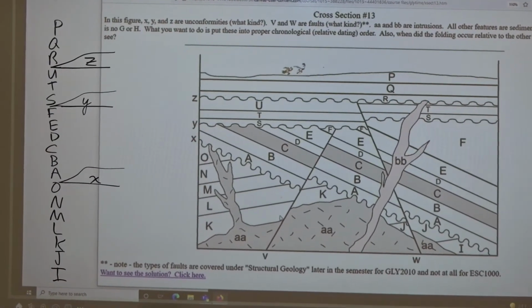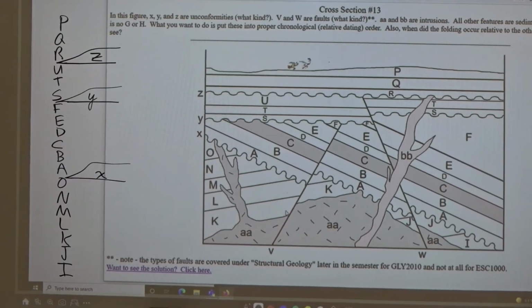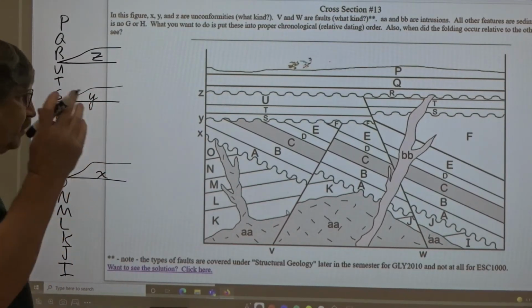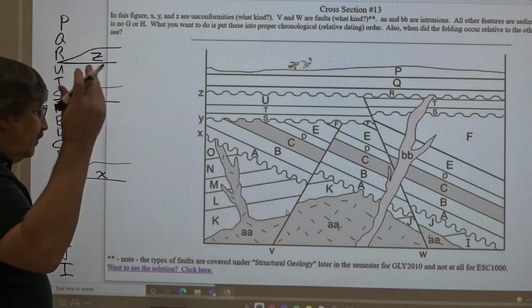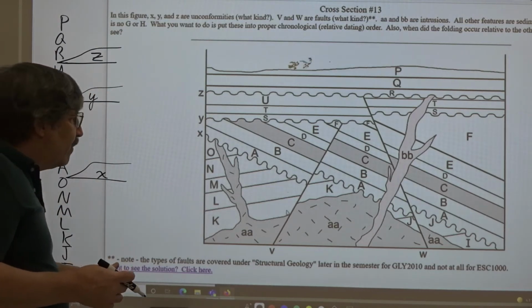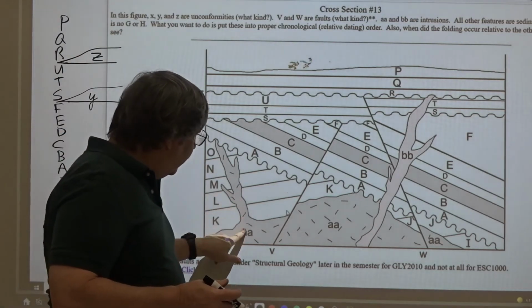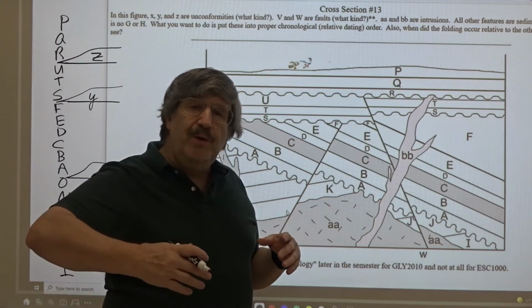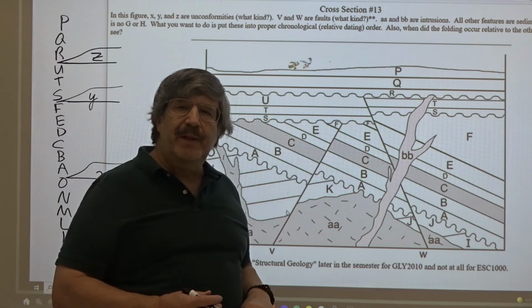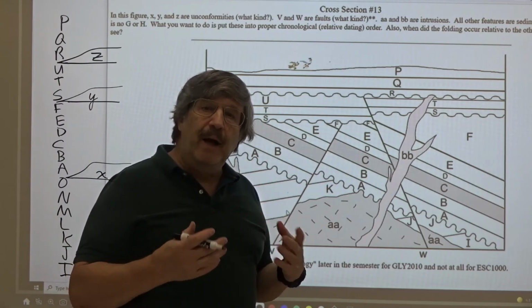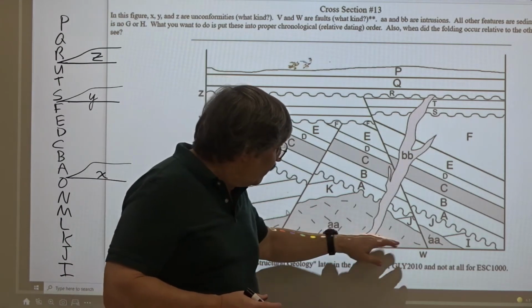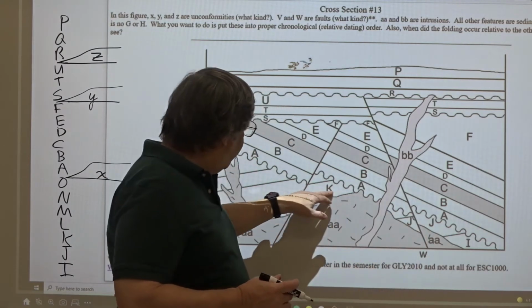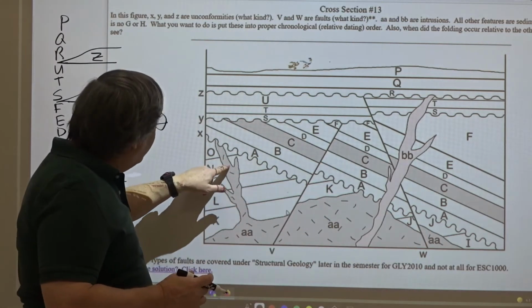There we go. And take your pick. Let's do the intrusions. A is down here, and notice A, because it's an intrusion, it cuts through previously existing rocks, and so it must be younger than anything that it cuts through. And notice that it cuts through I, J, K, L, and there's this little dike that comes up.